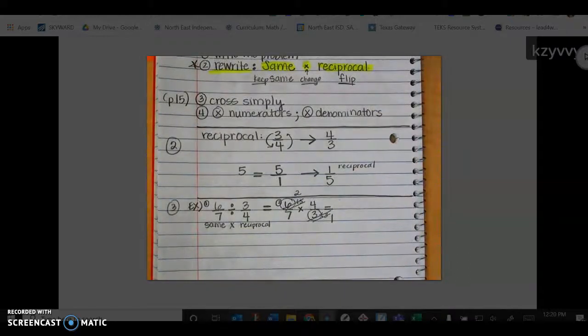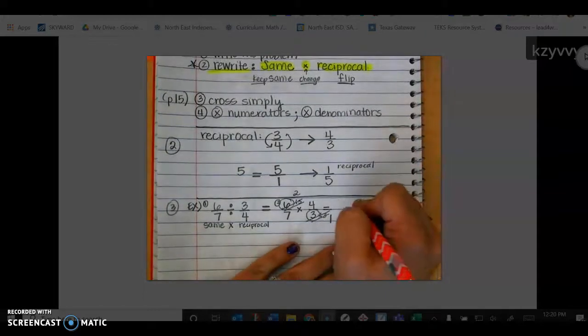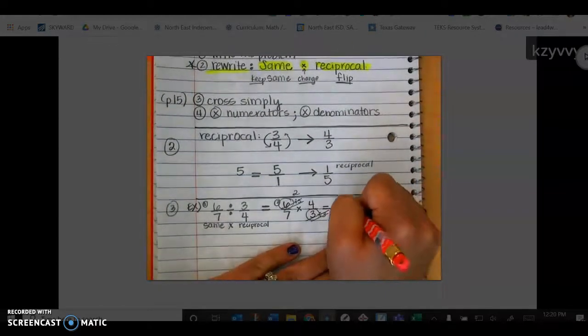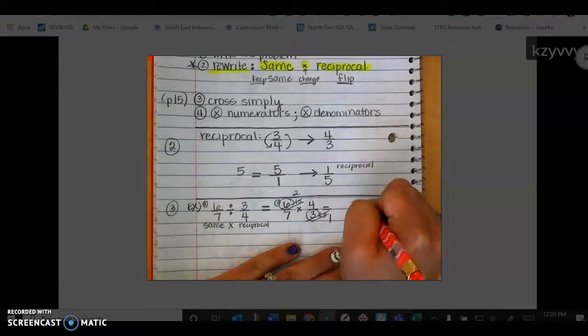Okay? So in this step, I've always asked you to rewrite the problem again. So I would totally rewrite it as 2/7 times 4/1.